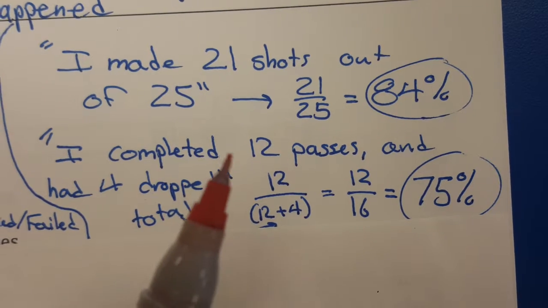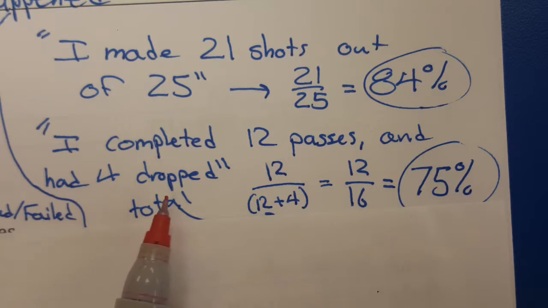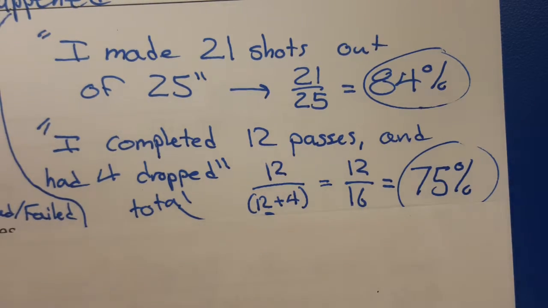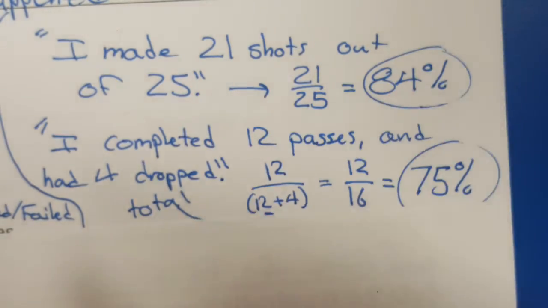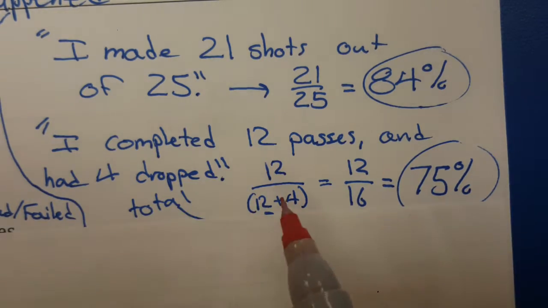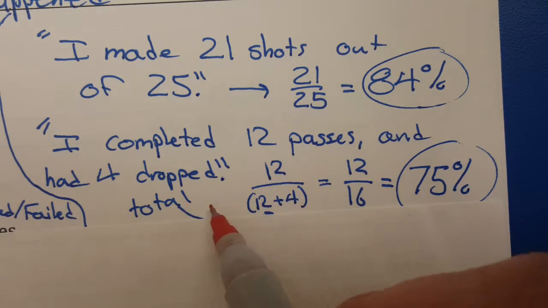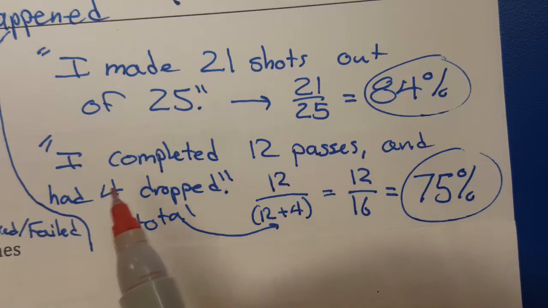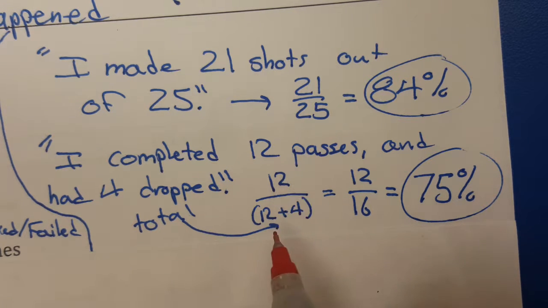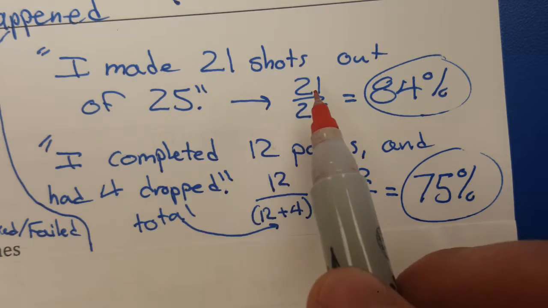Now careful, look at this next one. I completed 12 passes and had 4 dropped. My receivers were awful that day, and they dropped 4 of my passes. I better put a period in my sentences. There you go. So I wouldn't divide by 4. It wouldn't make any sense. 300% completion? What? Total. Okay, total. If I threw 12 that were caught and threw 4 that were dropped, it looks like I threw a total of 16 passes.